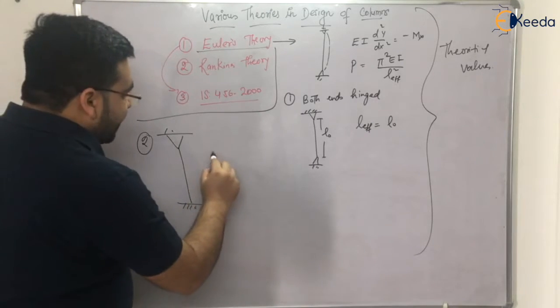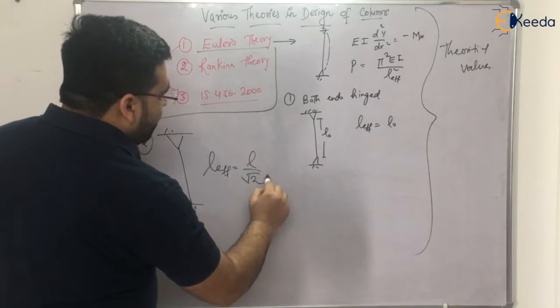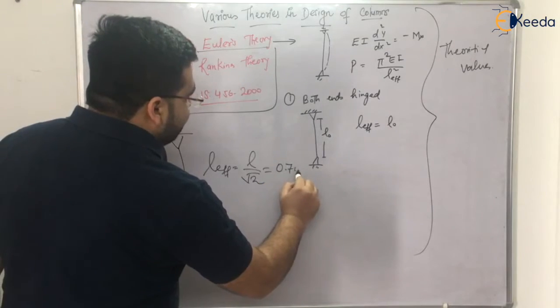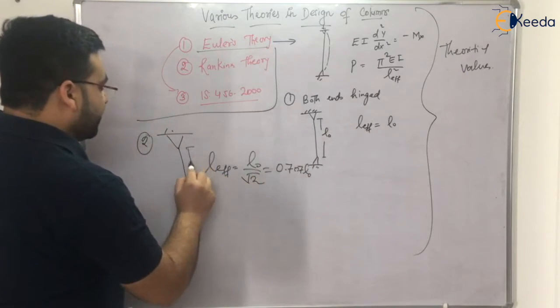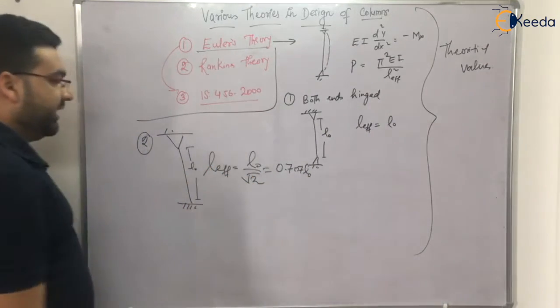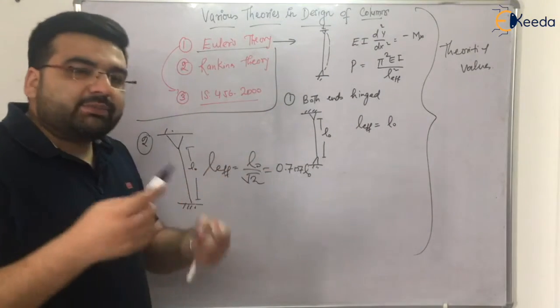If this is the case, then L effective is equal to L divided by root 2, or you can say 0.707 L naught, right? This is your L naught, that is the unsupported length. Effective length comes out to be this. What is the concept of effective length?